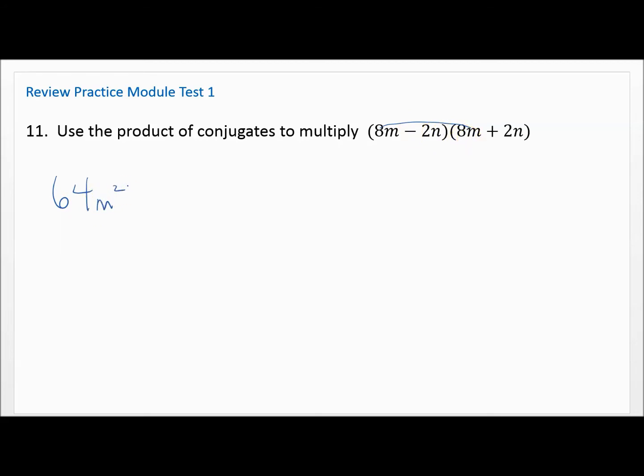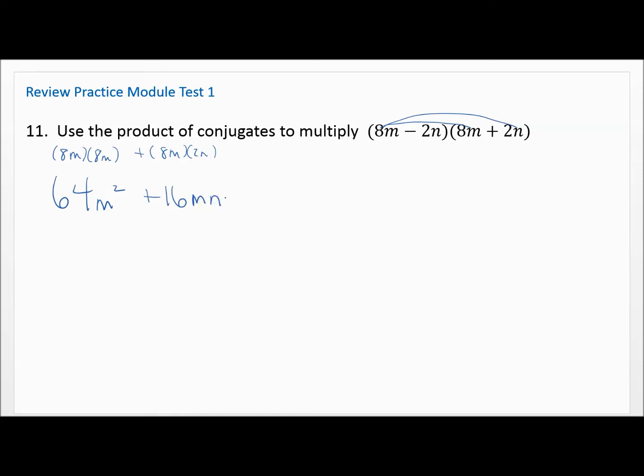Now if you don't see that, you could say 8m times 8m, and remember we're going to use the FOIL method here. So first, outer, inner, last. So first times first, 8m squared is 64m squared. 8m times 2n. Again, you can write plus 8m times 2n, or go ahead and simplify it, and 8 times 2 is 16, and m times n is mn.